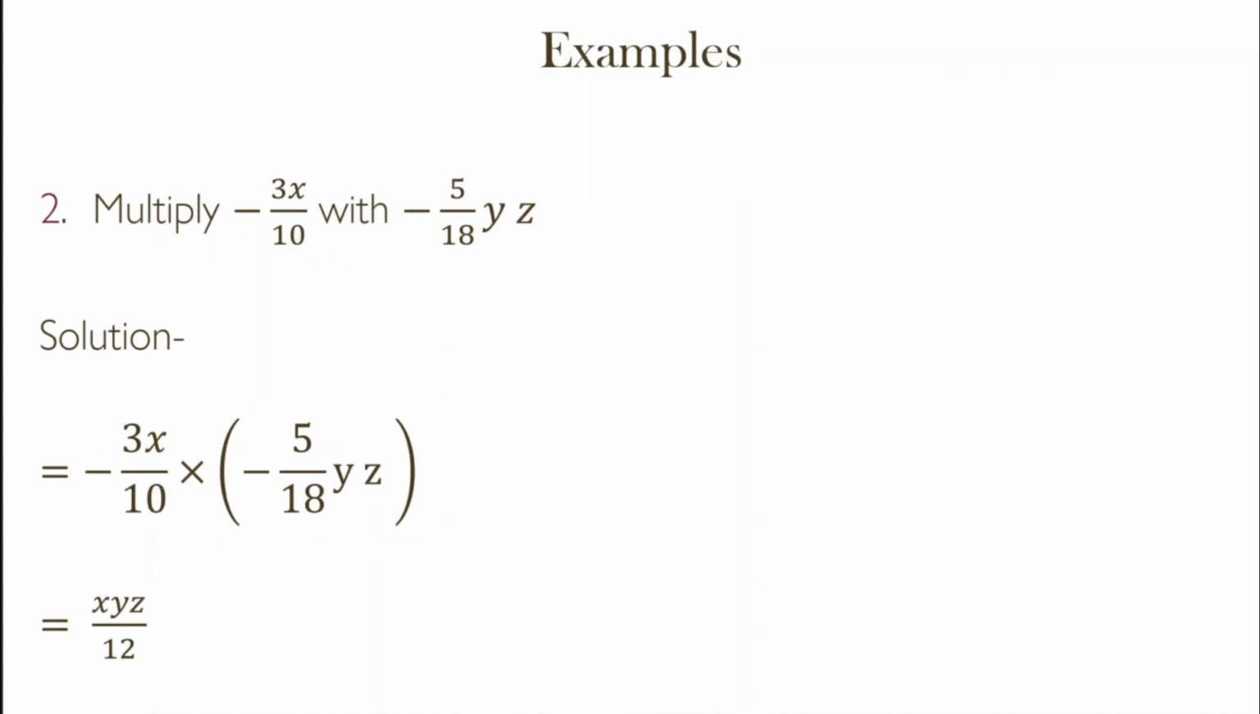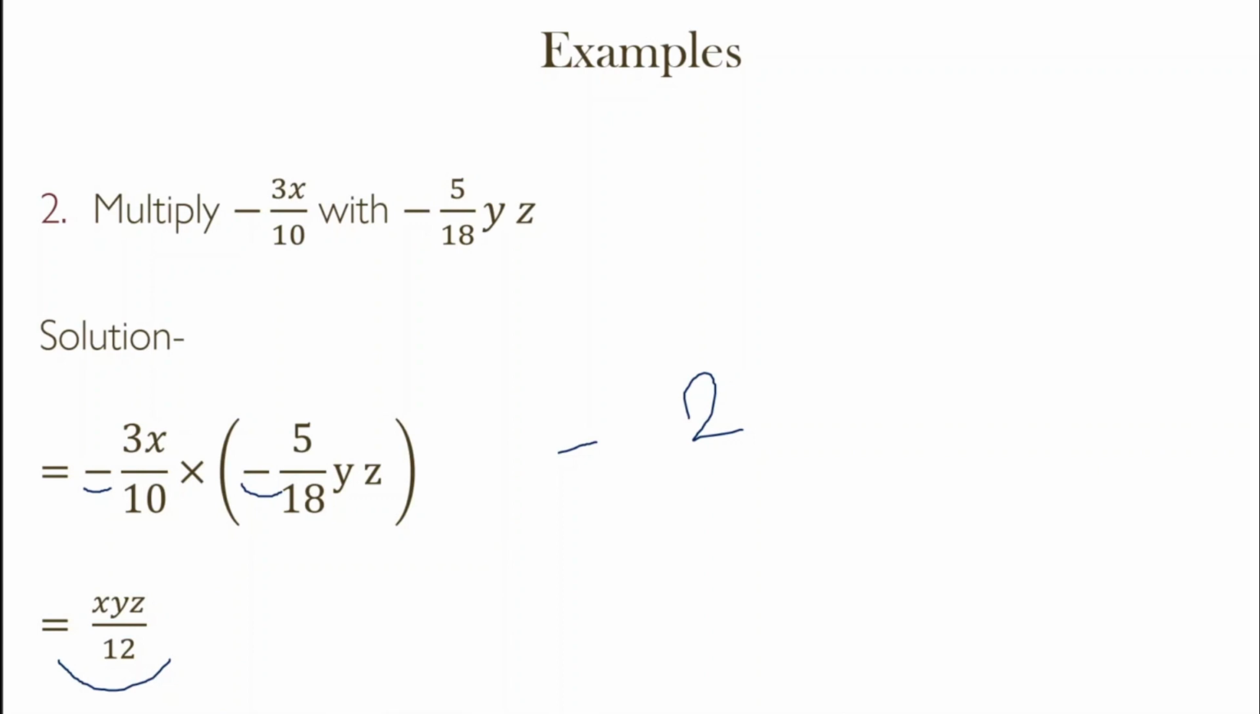The second example says multiply minus 3x over 10 with minus 5 over 18 yz. This question consists of a fraction, so there is nothing to worry about. It's similar to how we normally multiply fractions. Following the same rules, first multiply the signs. There is a negative sign over here, and a negative sign over here. So minus is present an even number of times, that is 2 times. That's why our answer is positive. There is no minus sign before our answer, right?